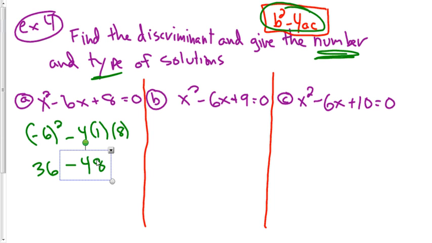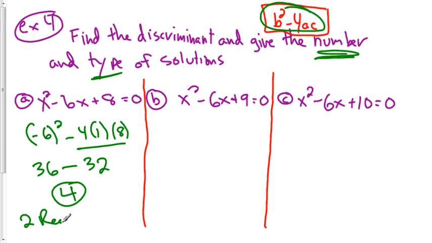Let's try that again. 4 times 8 is 32. I don't know why I had a different answer there. 36 minus 32. All right, try that again. 4 times 8 is 32. 36 minus 32 is positive 4. So this is the number. Excuse me, this is our discriminant, which means I'm going to get 2 real solutions.